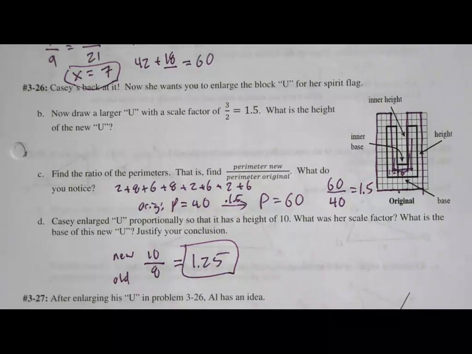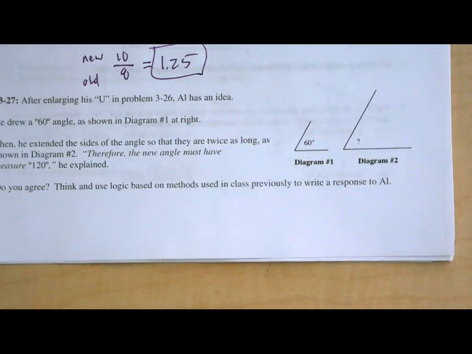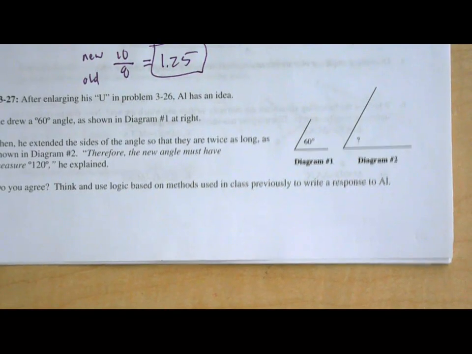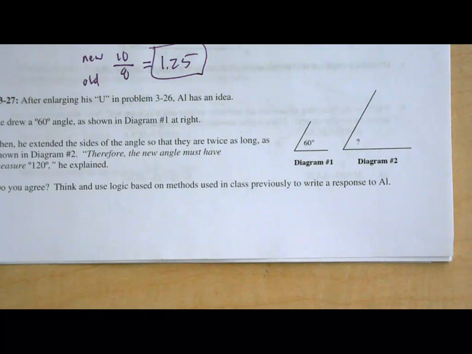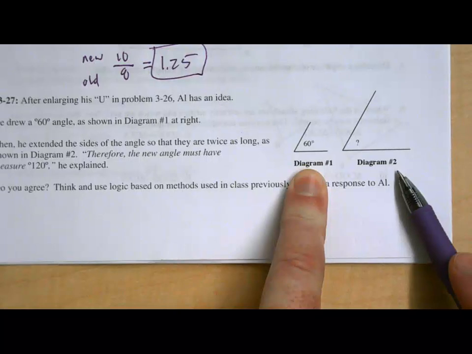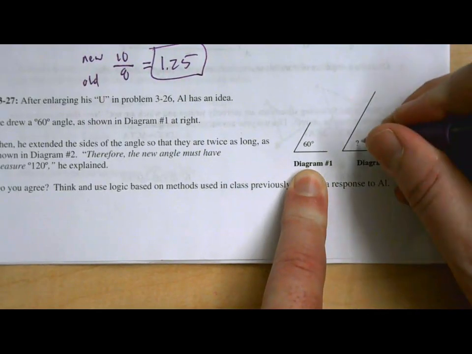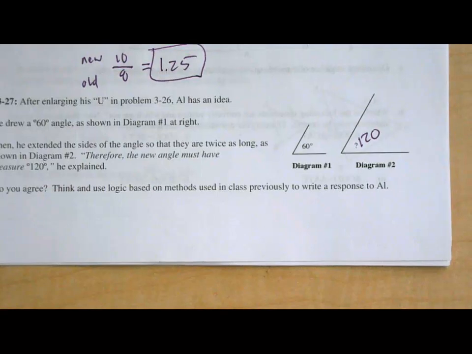All right, I did not ask you to do 27, but let's talk about it really quickly, and then we're done, guys. Look at 27. Don't miss this. Please don't miss this. This is going to become important for what we're doing next class. This student took this diagram number 1. It was a 60-degree angle, and they enlarged everything by a factor of 2. Does that mean that this is a 120-degree angle? Yes or no?